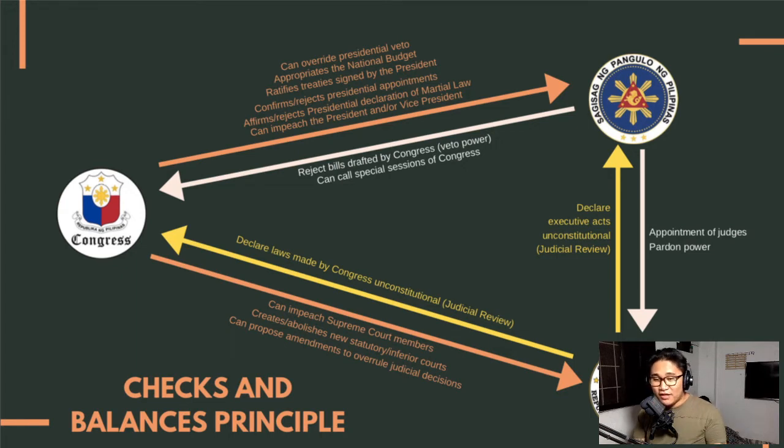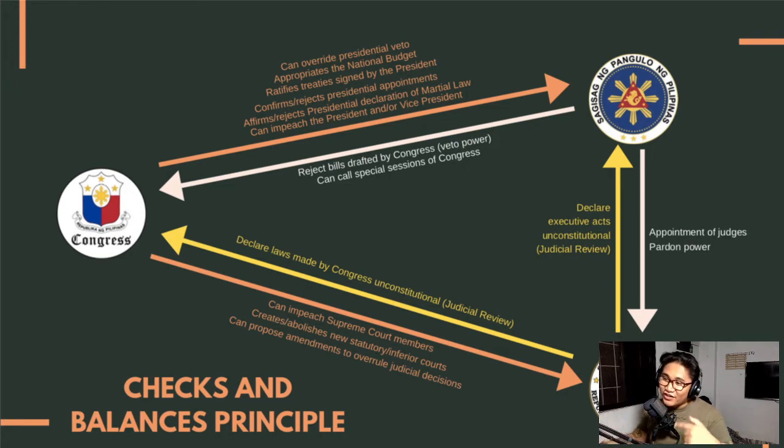So just in case na mayroong grave abuse of discretion, mayroong corrupt practices, merong quote-unquote katarantaduhan na ginawa ang isang branch of the government, merong mechanism ang ating Constitution para i-check agad yung ginagawa ng isa pang branch ng government. And makikita natin yon sa checks and balances principle. And lahat ito ay nakasulat sa Constitution.